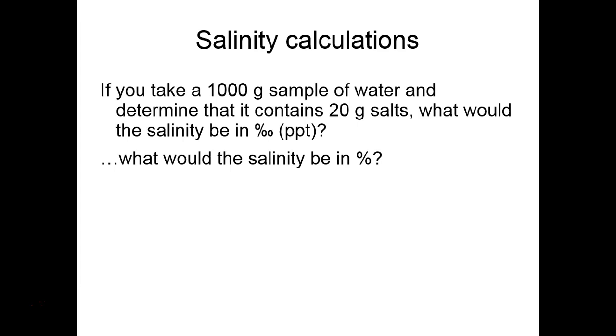Okay, so let's try a salinity calculation. If you take a 1,000 gram sample of water and determine that it contains 20 grams of salt, what would the salinity be in parts per 1,000? So 20 grams in 1,000 grams. That should be 20 parts per 1,000, okay? Then what would it be in percent? So 20 grams in 1,000 grams in percent form, so we could change that to in 100 grams and get rid of a zero, right? Then you get rid of the zero from the 20 grams too, so that becomes 2 grams per 100 grams, which means 2%.